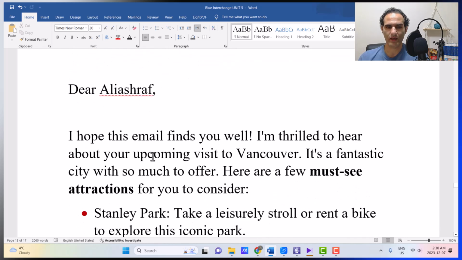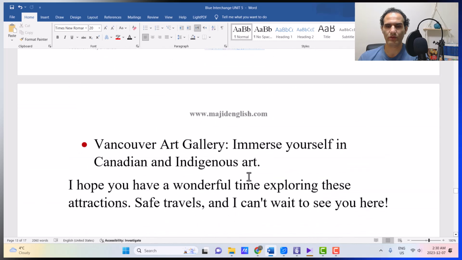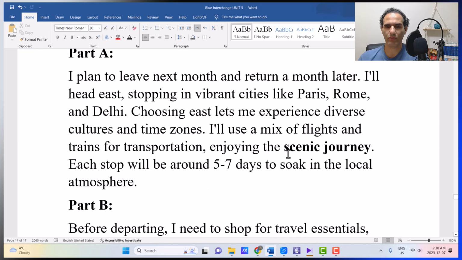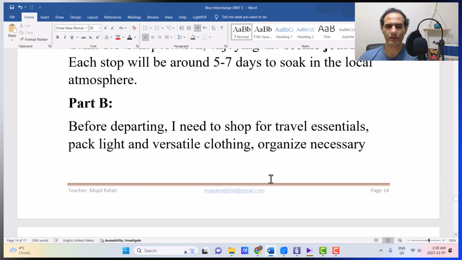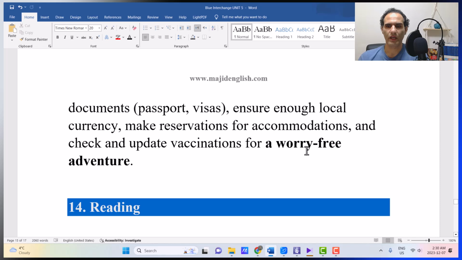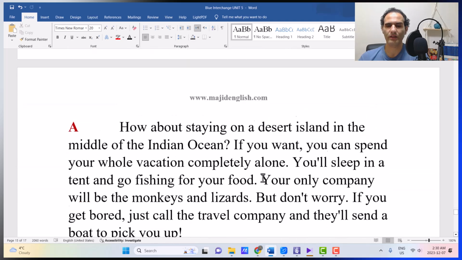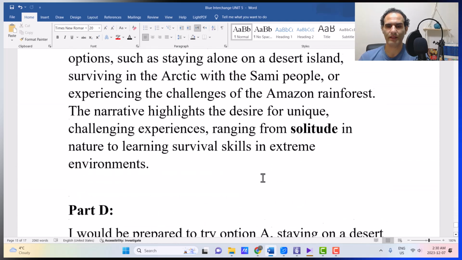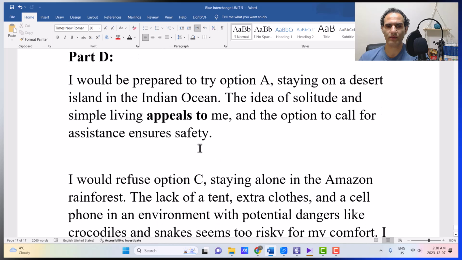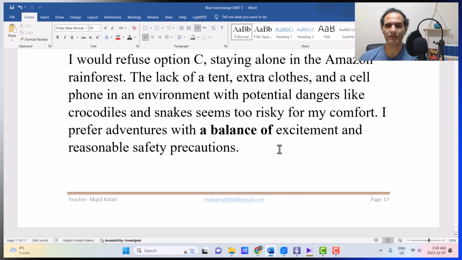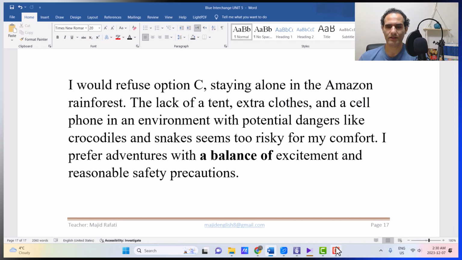And in the writing, we wrote must-see attractions. We talked about it. In the discussion, the speaking pod, scenic journey. This was beautiful. A worry-free adventure. And in the reading, which did not have that much vocabulary for us, appeal to me means I like it, a balance of something, and that's all.